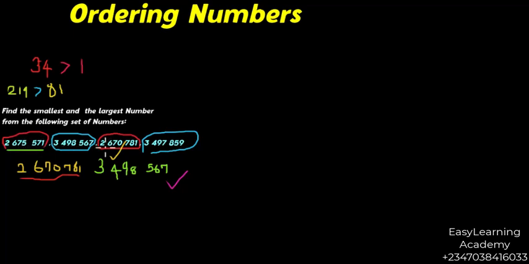2,675,571. We also had another number that begins with 2 million, 2,670,781. So we started comparing. 2 is here, and of course 2 is here. We compared again. 6 is here, and there's still 6. We went ahead to compare. 7 is here, and there's still 7. We went again to compare. 5 is here, but this time 0 is here, and we know that between 5 and 0, 0 is the smallest, so that's why we had it here.